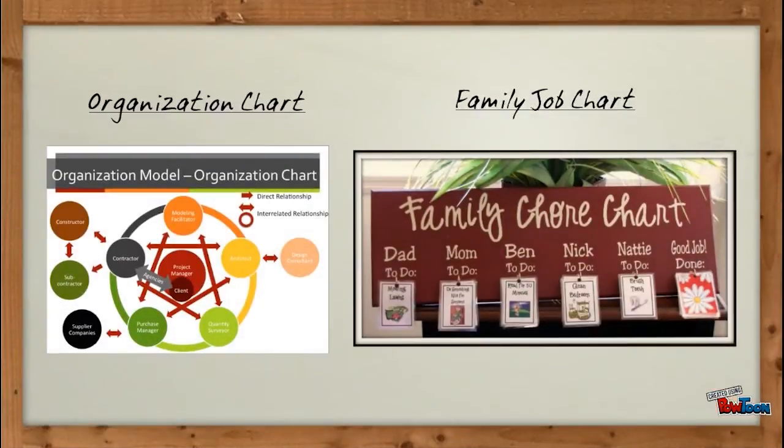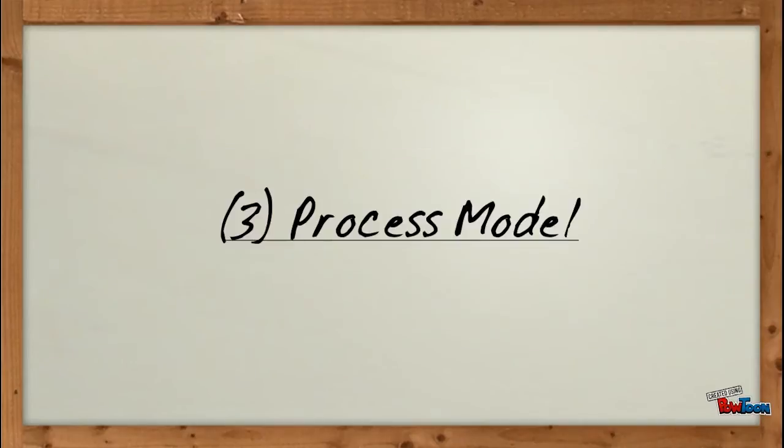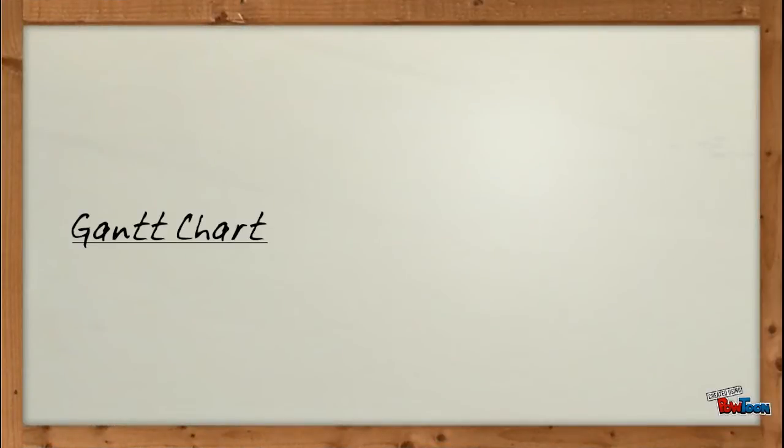For the organization model, it is common to make an organization chart to illustrate the roles and relationships of different stakeholders involved in the construction project. In the family, a chore chart could be drawn to divide the work among different family members. The process model is another important model in the construction industry.